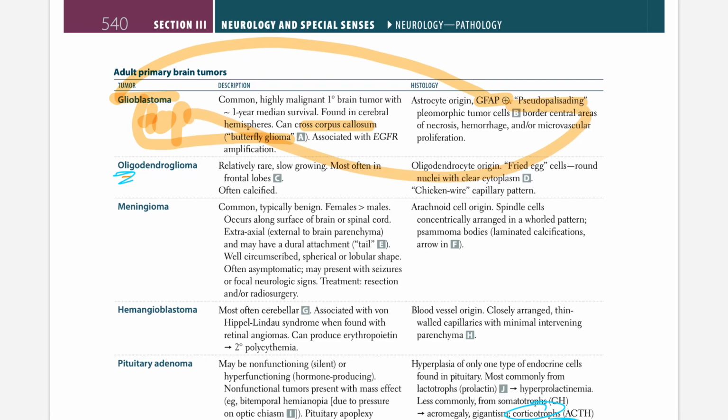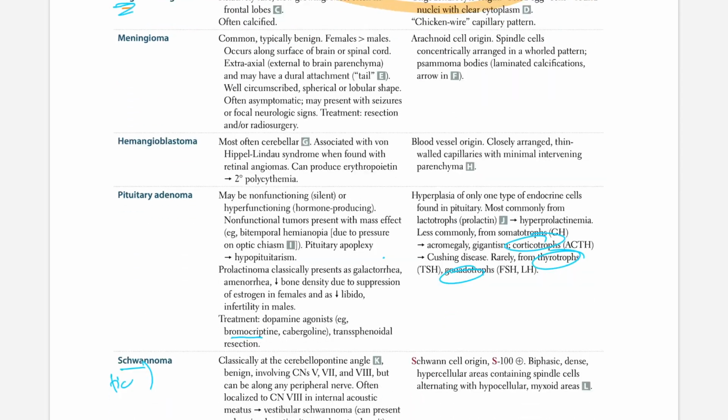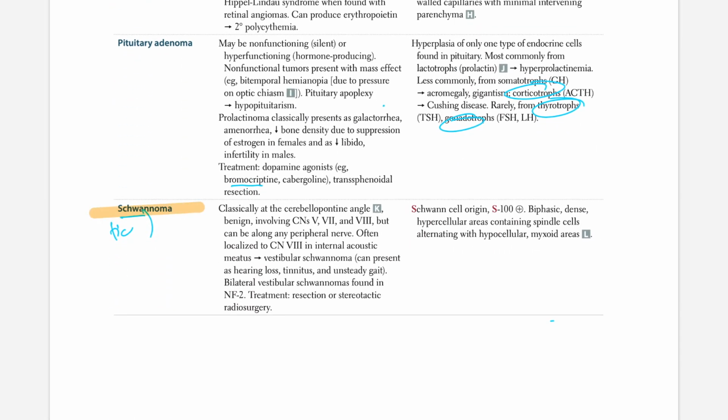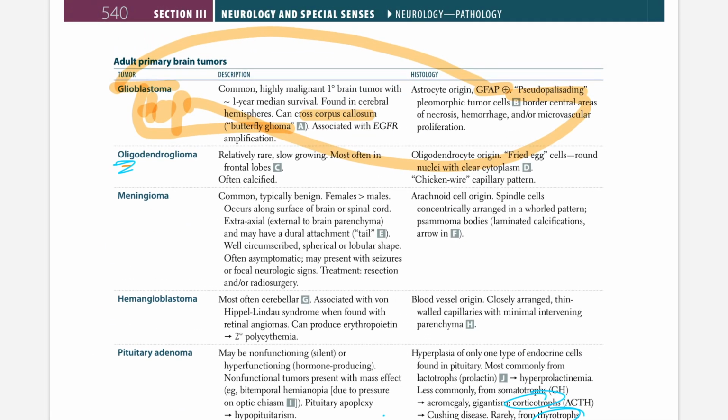If this one is pseudo-palisading, which one is actually palisading? That's your schwannoma. Here the cells are actually palisading: palisading cells with verrucae bodies. But again, going back to glioblastoma, that's the most common, with only 1 year median survival. It is associated with EGFR amplification. It's of astrocyte origin, that's why GFAP positive.